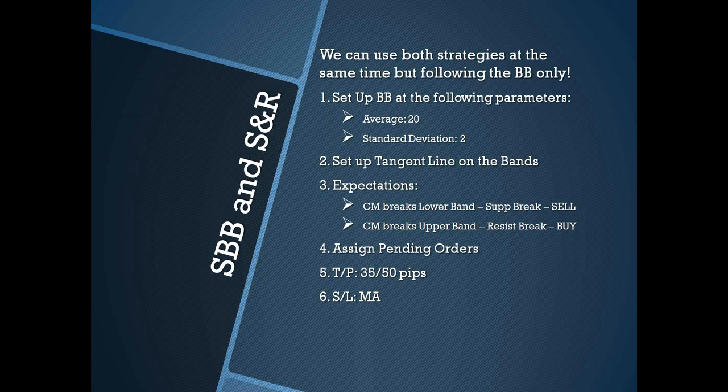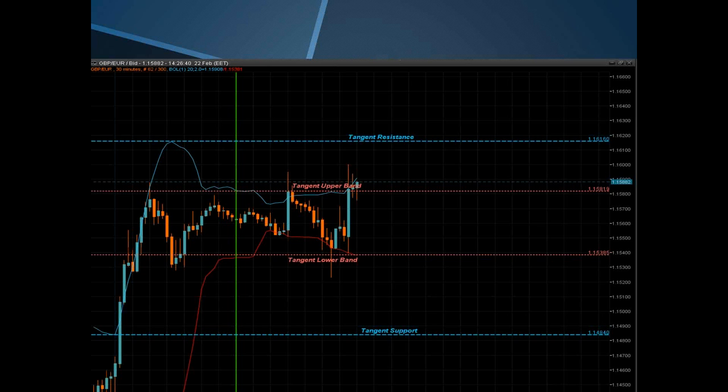First of all, you will need to set up your Bollinger Band at an average of 20 and standard deviation at 2. Then you set up your tangent line on the bands like we did before. You have your expectations, and you assign your pending orders. Your take profit, if let's say it breaks through resistance, is 35 to 50 pips. Stop loss, put it at the moving average. All right, let's view a small example here.